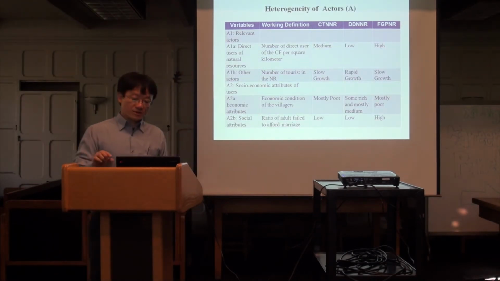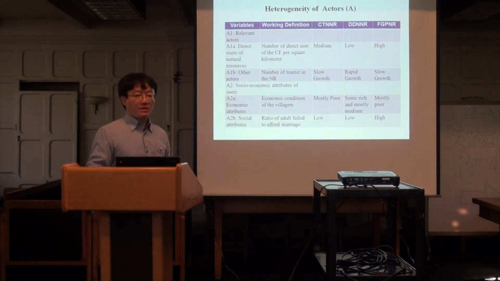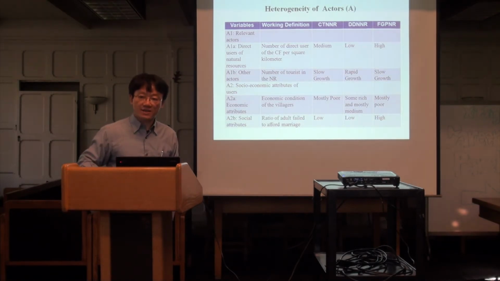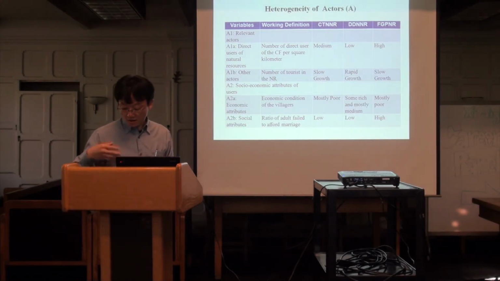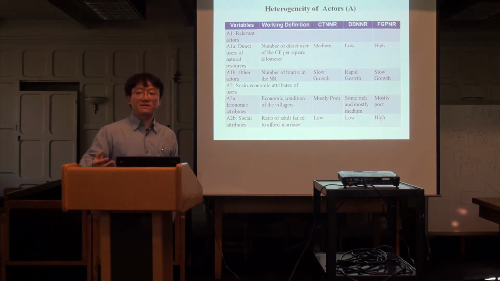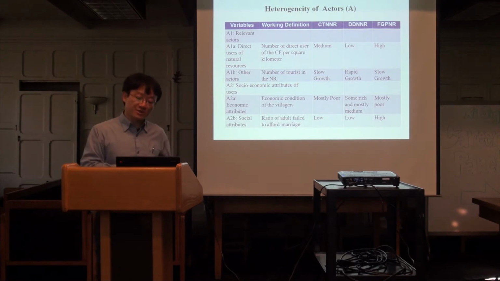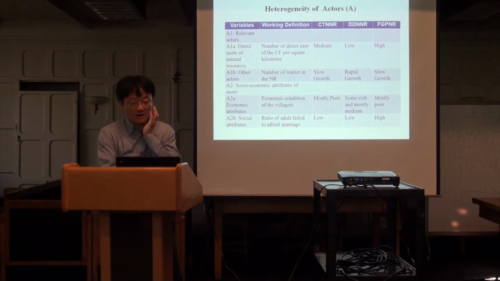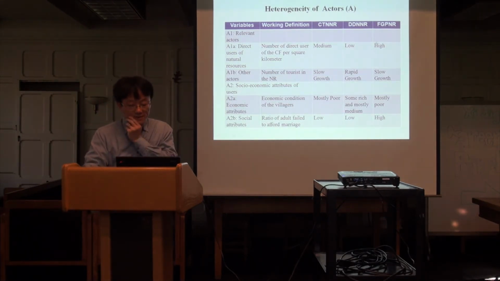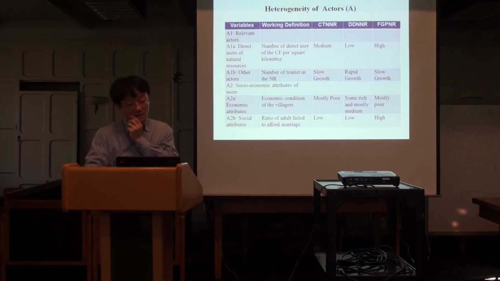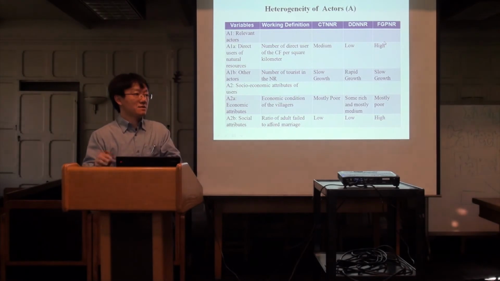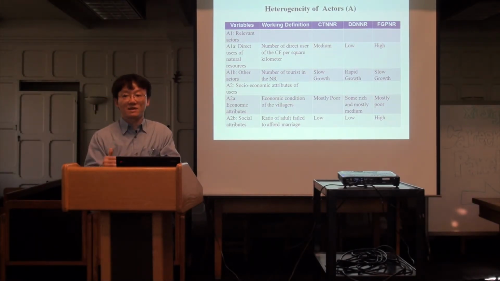The third aspect is the actors. We have explained that actors consist of the traditional user and the new user. The actors also show their heterogeneity in different nature reserves. You might see the number of direct users of the collective forest per square kilometer for the third one is very high. That means there will be high demand on the natural resource.